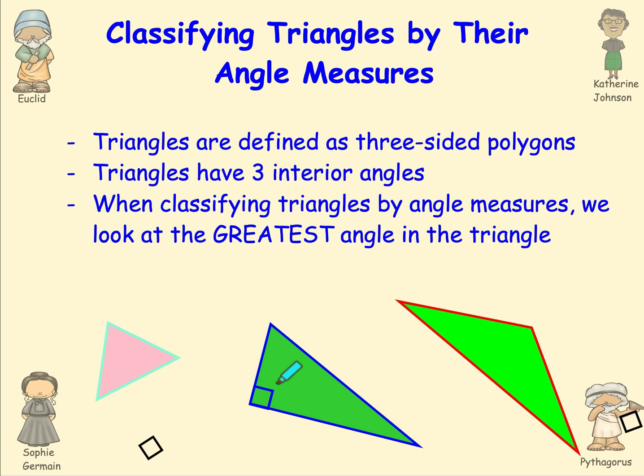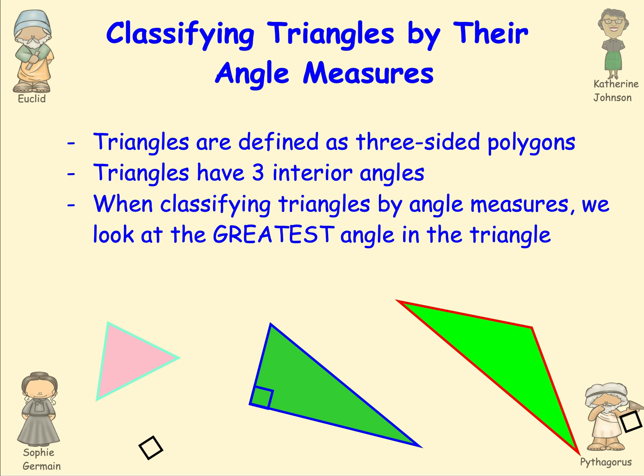Okay, so first, triangles are three-sided polygons. So quadrilaterals, 4 sides, triangles, 3 sides. Triangles have 3 interior angles. So when we're looking at the angles, for example, down here, 1, 2, 3 angles. Okay, 1, 2, 3 angles. 1, 2, 3 angles.